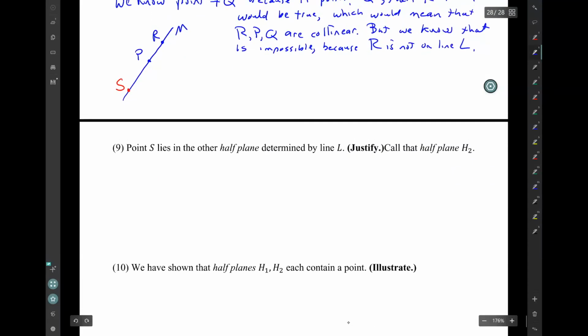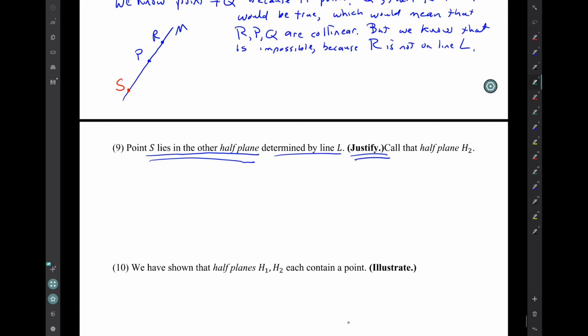Let's go on. Statement 9 says point S lies in the other half plane determined by line L. Now we have to justify that. I haven't said that we need to draw it yet, but we might draw it as part of our justification. We're going to call that half plane H2. Now how do we justify this? Well, here is our first example where we're going to have to use one of those plane separation axiom statements. We want to prove that point S and point R lie in different half planes. So how do we do that?